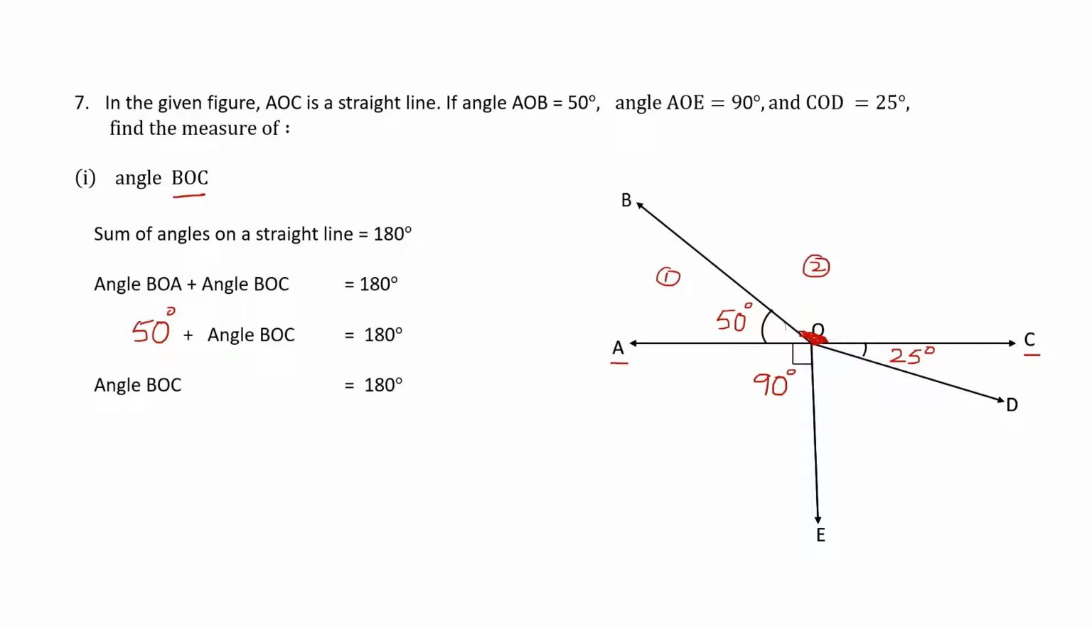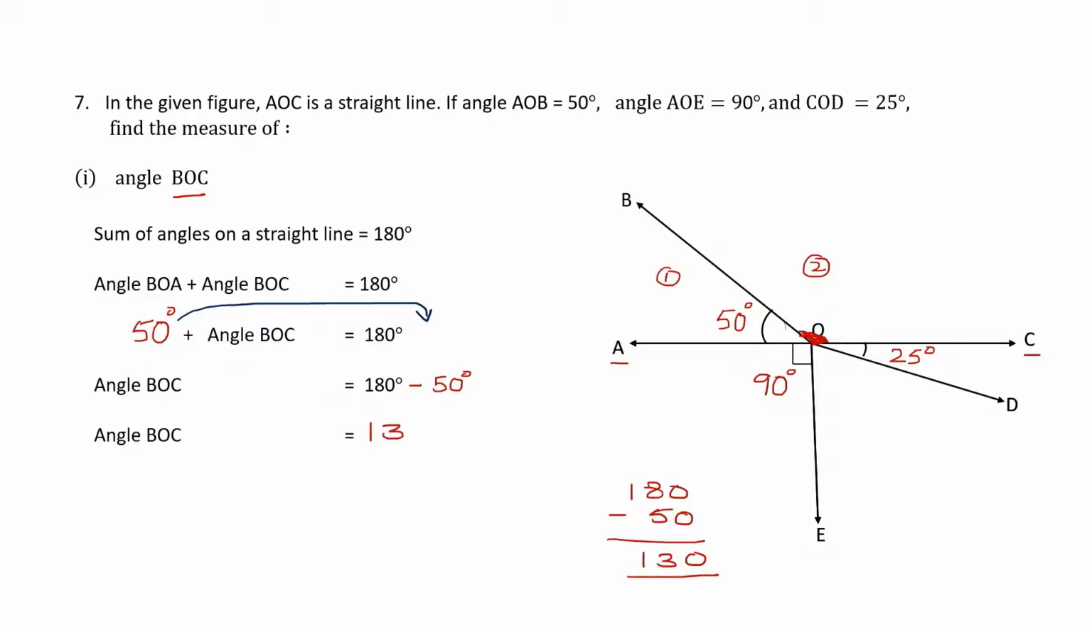So to find angle BOC, I'm going to leave 180 degrees on the right hand side. I'm going to move 50 degrees from the left hand side and bring it to the right hand side. I'm going to make it minus 50 degrees. So 180 minus 50, 8 minus 5 is 3, 130. So angle BOC is equal to 130 degrees. Okay, I hope that was clear.